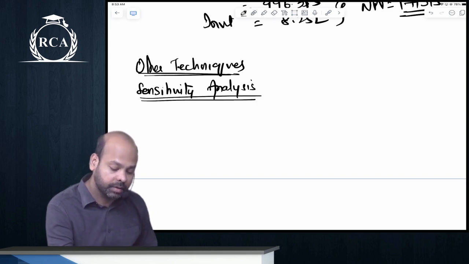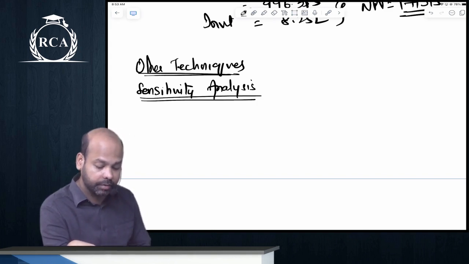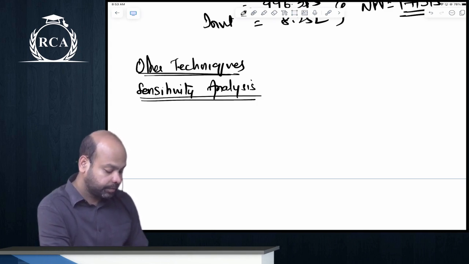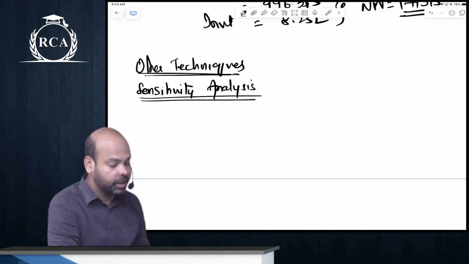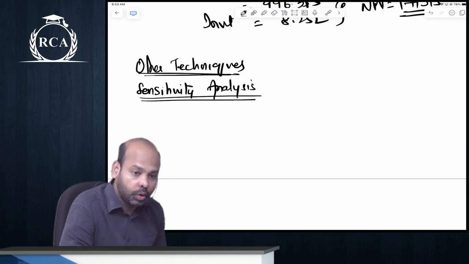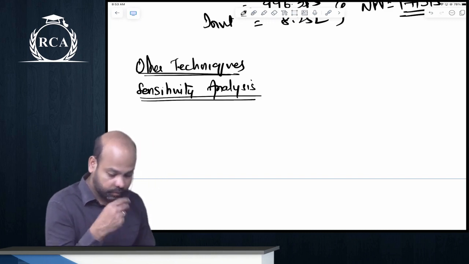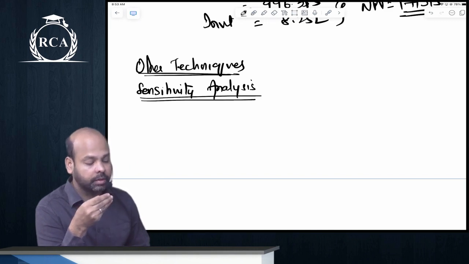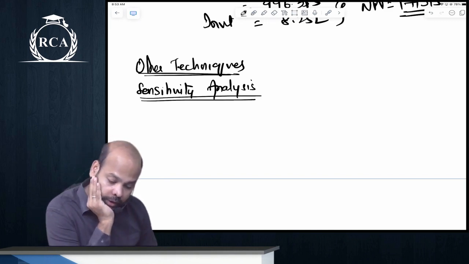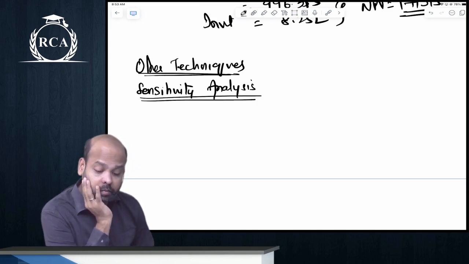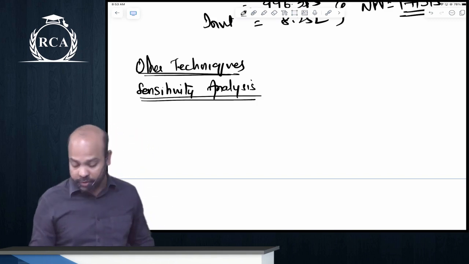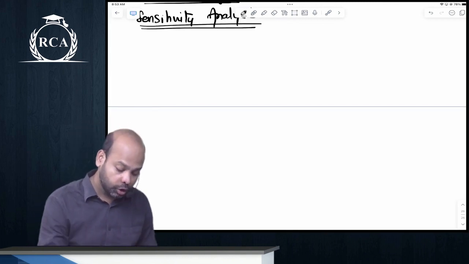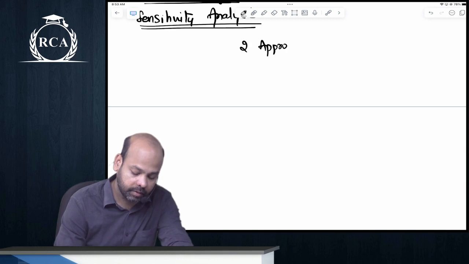the impact of change in one variable on the NPV of the project. It is also termed as what if analysis.